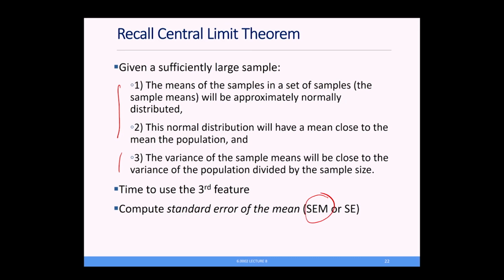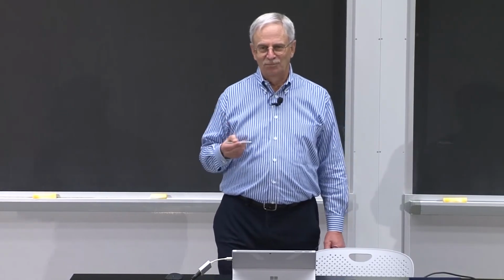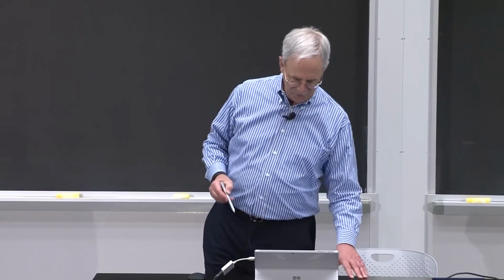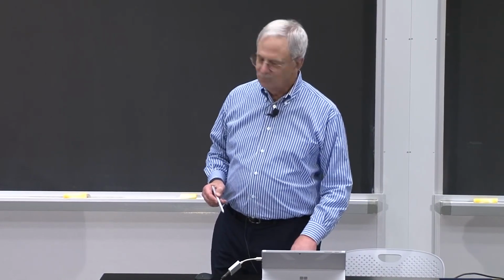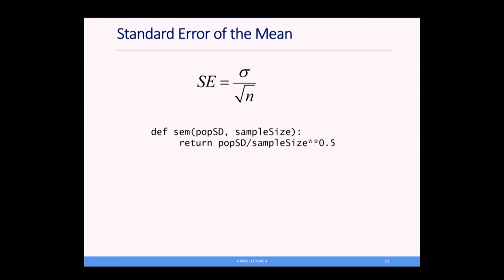standard error of the mean. People often just call it the standard error. And I will be, alas, inconsistent. I sometimes call it one, sometimes the other. All right. It's an incredibly simple formula. It says the standard error is going to be equal to sigma, where sigma is the population standard deviation, divided by the square root of n, which is going to be the size of the sample.